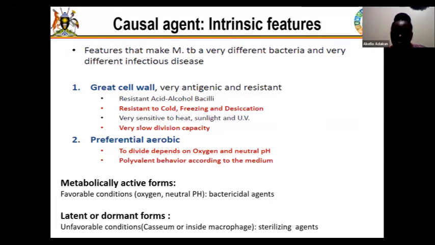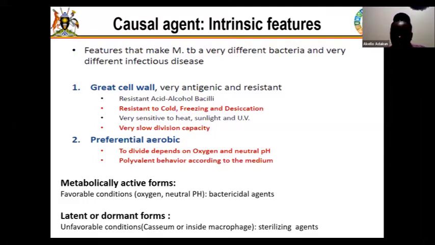It is also very slow in multiplying. It grows depending on the amount of oxygen and pH. When oxygen is plenty, it will divide actively. When there is no oxygen, it becomes dormant. It is difficult to kill a bacteria which is not consistent. That is why we use many drugs to manage TB.